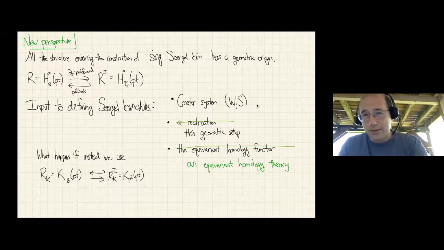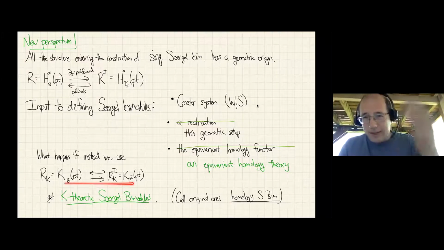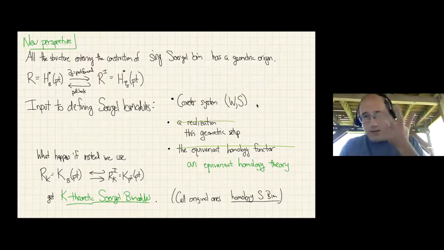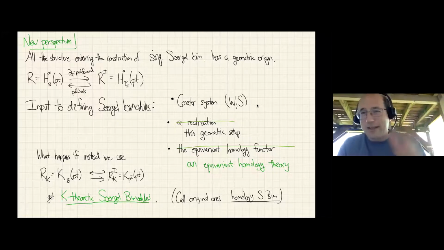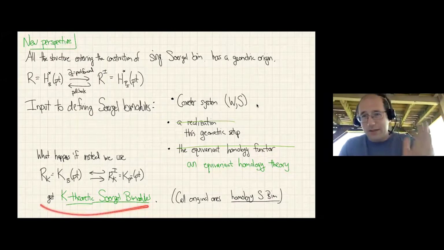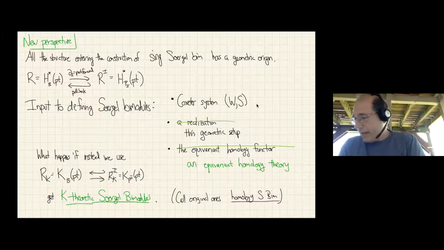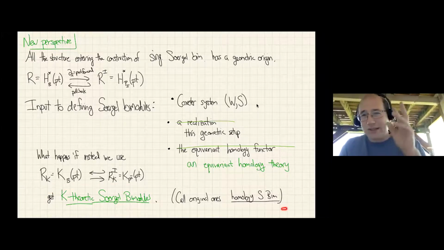Can you repeat this whole story? You can repeat the whole story. This is still a Frobenius extension. You have induction and restriction. There's nothing wrong. You can exactly repeat all the definitions before. These are just rings, inclusions of rings, Frobenius extensions, no problem. And you get what are called K-theoretic Soergel bimodules. This is a new thing that is being studied now by Jordi and me. To contrast them, we're going to call the original ones homology Soergel bimodules.